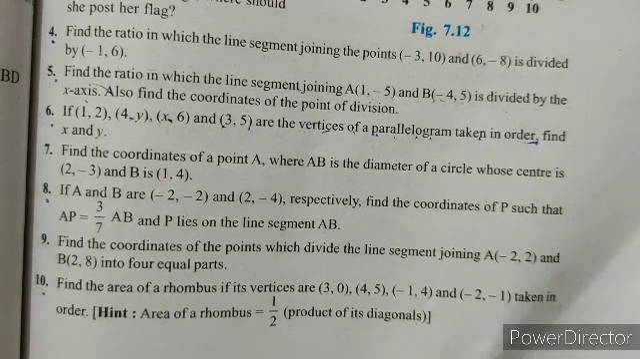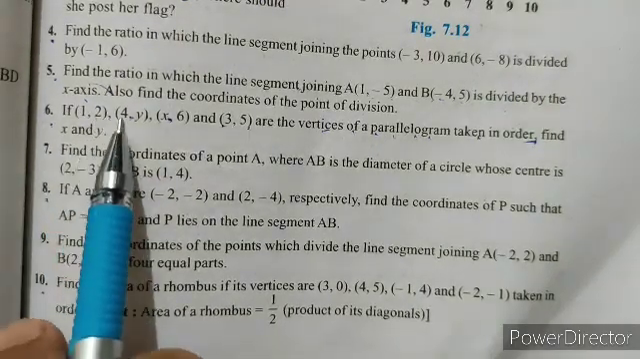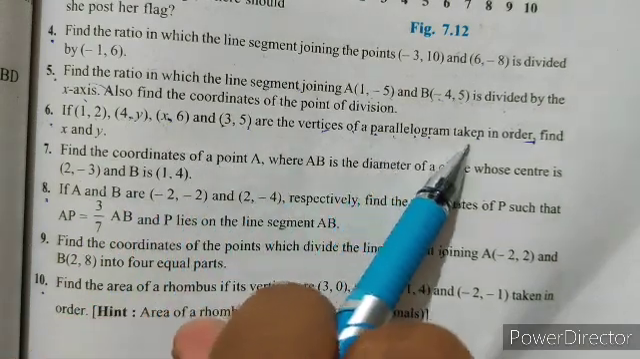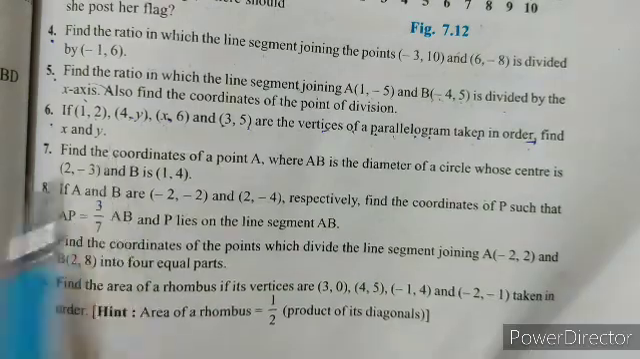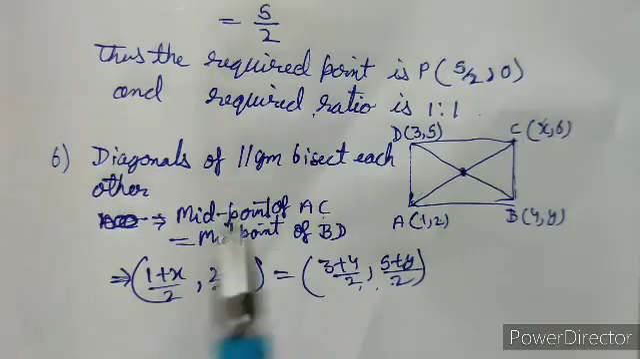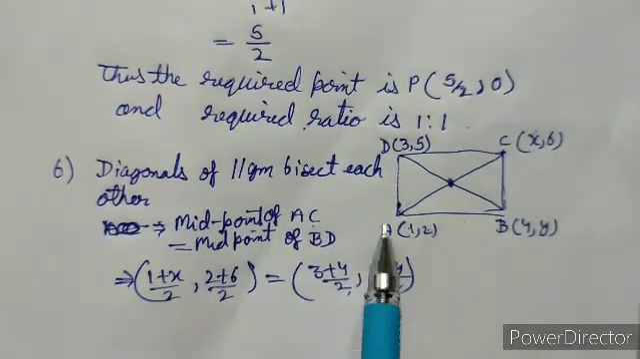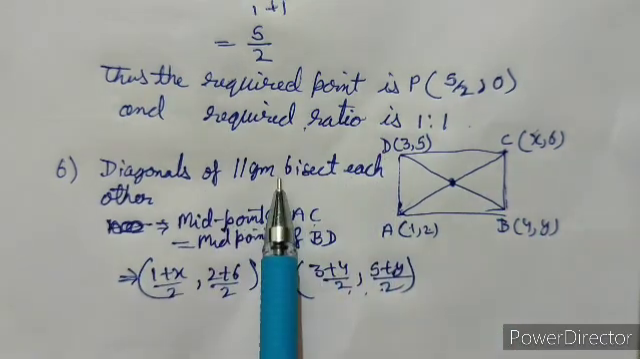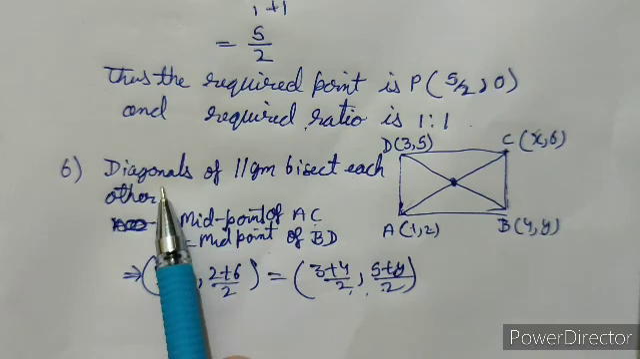In question number 6, if 1, 2, 4, y, x, 6 and 3, 5 are the vertices of parallelogram taken in order, find x and y. Now taking the vertices of parallelogram as A, B, C, D, we know that the diagonals of parallelogram bisect each other.